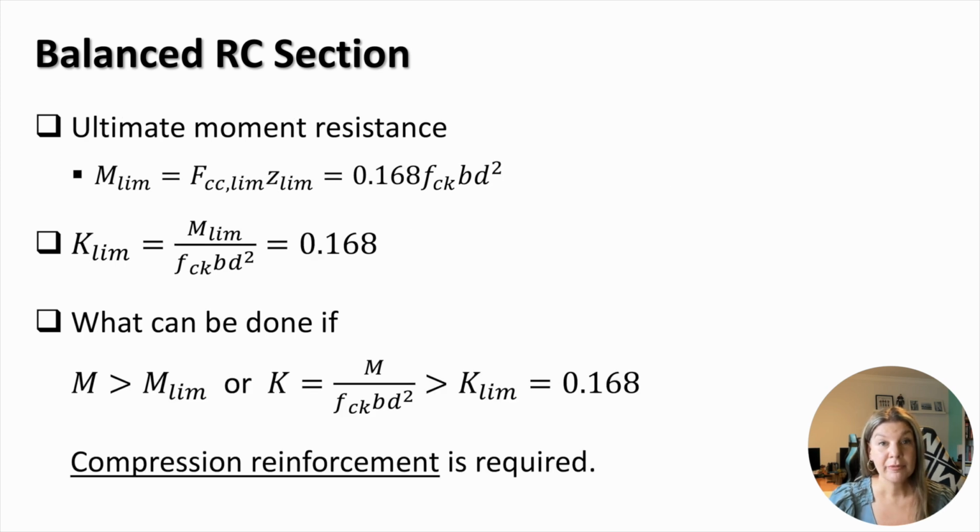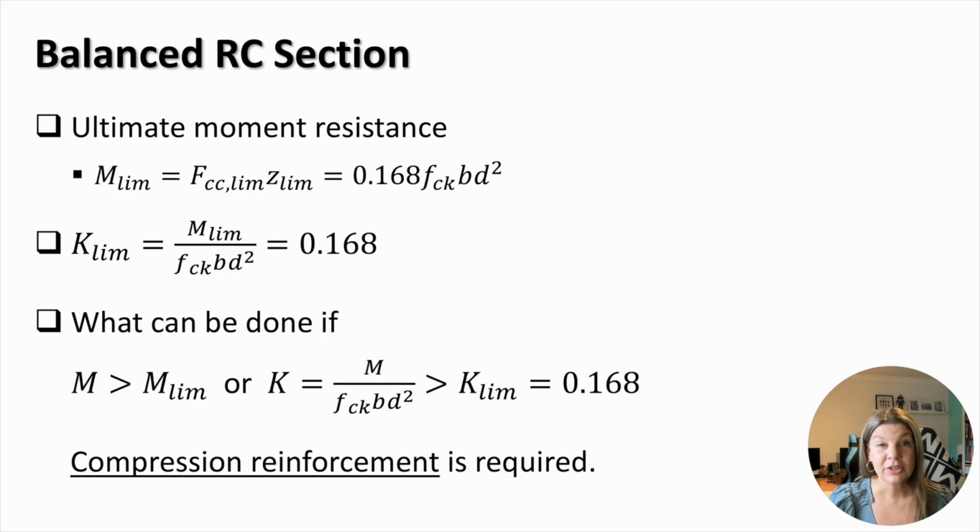From the equilibrium of moments in the balanced section, the maximum moment such a section can carry equals 0.168 fck times b times d squared, which means that the limit for the parameter K is 0.168. You might sometimes see this in other books rounded down to 0.167.